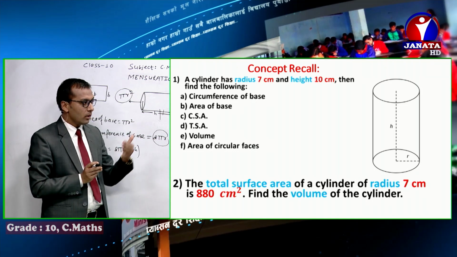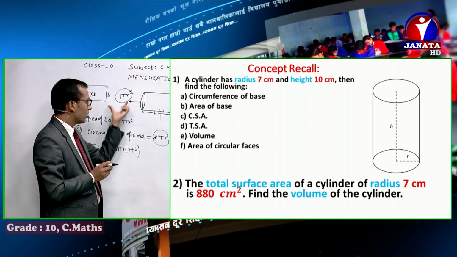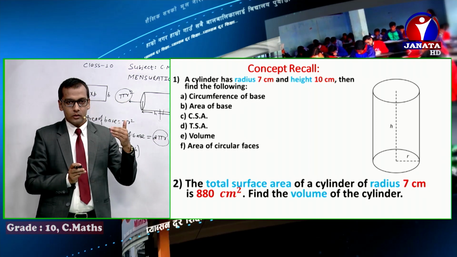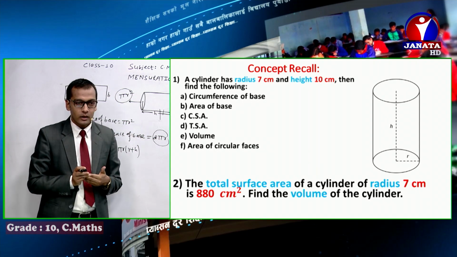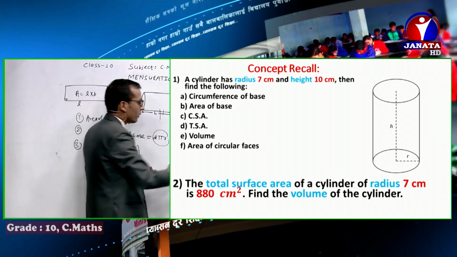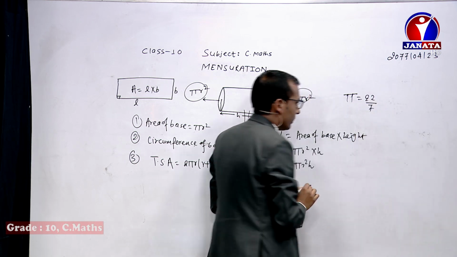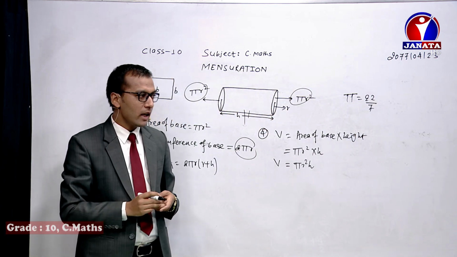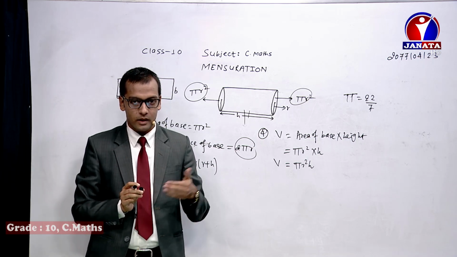Similarly, part B is the area of base. What is the area of base? Pi r square. Let's put r as 7 and pi as 22 over 7. We can find the area of base.